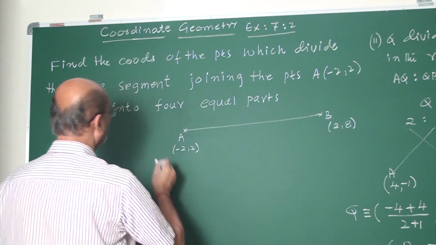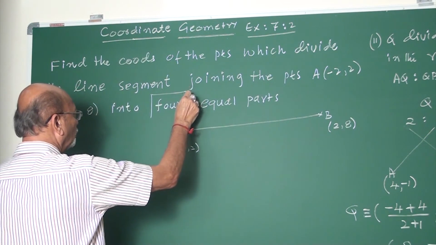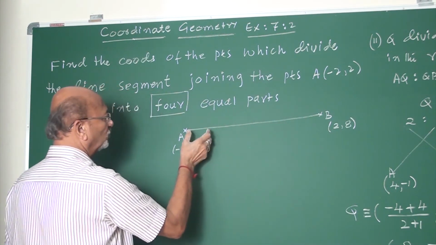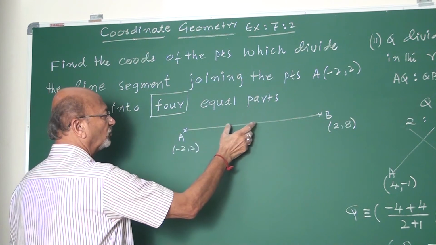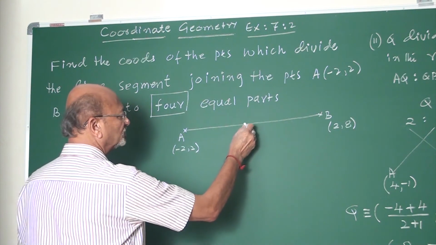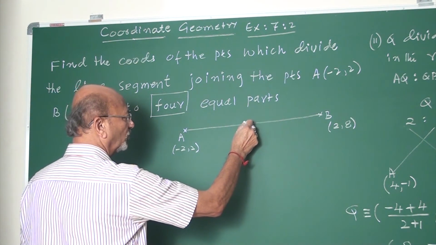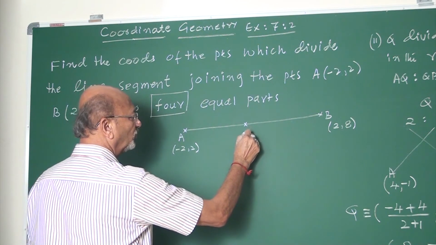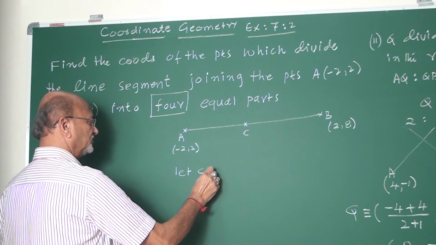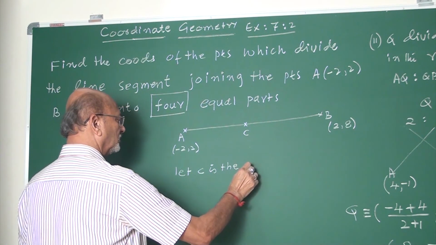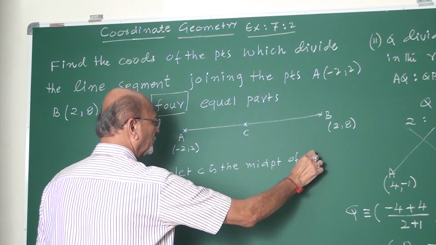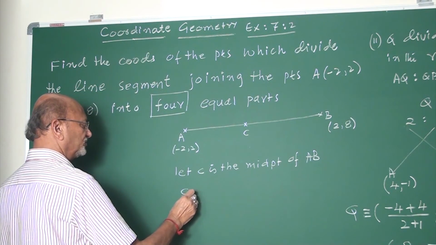My friends, remember here you want to make it 4 parts. You can take P, Q, R with ratios 1, 1, 1, 1. That is one method. But in this case you have one advantage. Take C as the midpoint of AB. Then what are the coordinates of C?